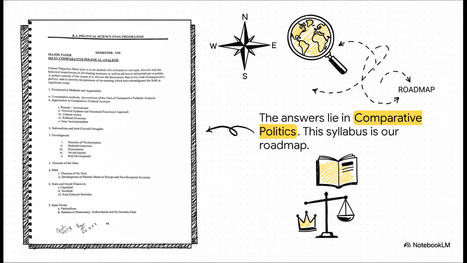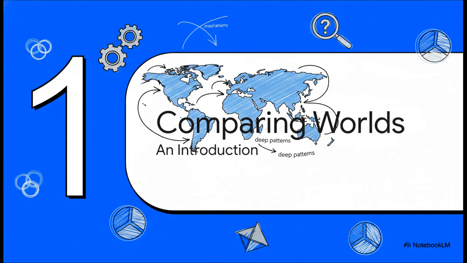Well, the key to answering all of this is a field called comparative politics. And for our purposes, our roadmap for this whole journey is this actual university syllabus. It's the real deal. It lays out exactly how political scientists learn to compare different political systems to find real answers. All right, so let's start with the basics. What's the core mission of this field? It's not just about memorizing flags and capitals. It's about spotting the deep, underlying patterns that connect them all.